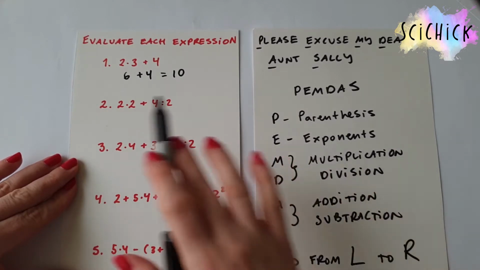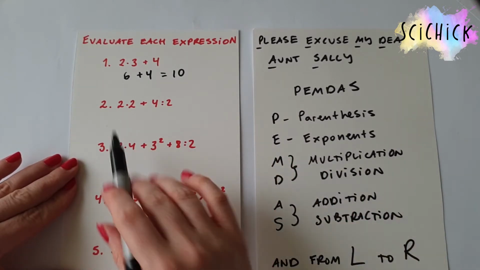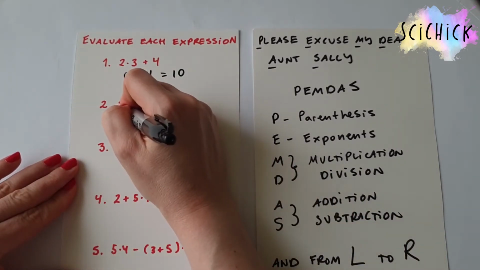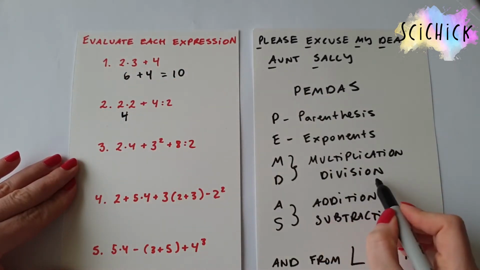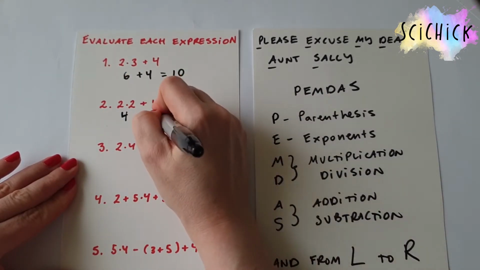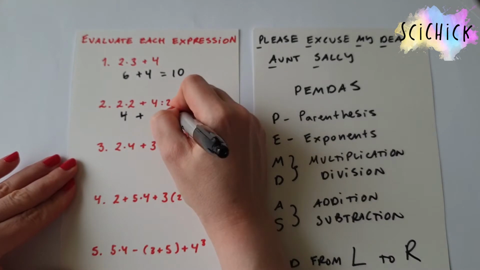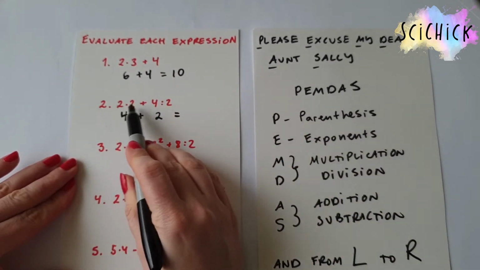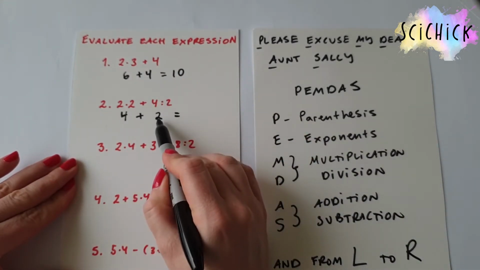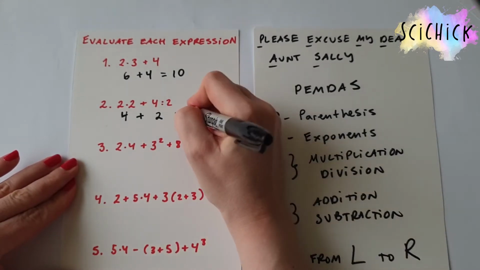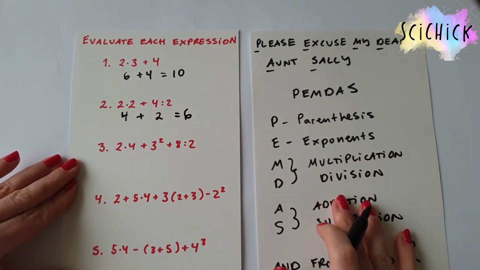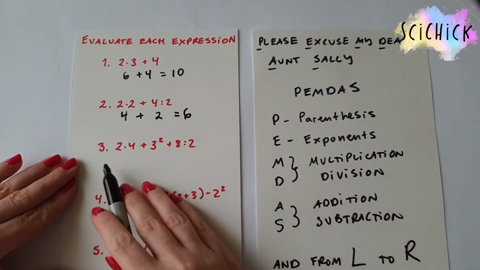And the next one, parentheses? No. Exponents? No. Multiplication? Yes. 4. And division? Yes. 2. And the plus in between. So I was just doing 2 times 2 is 4. 4 divided by 2 is 2. So 4 plus 2 is 6. And I'm done.